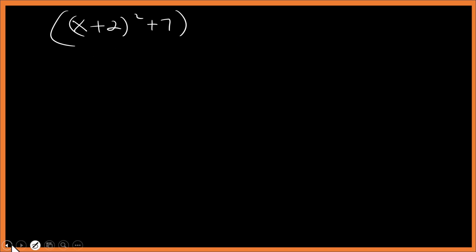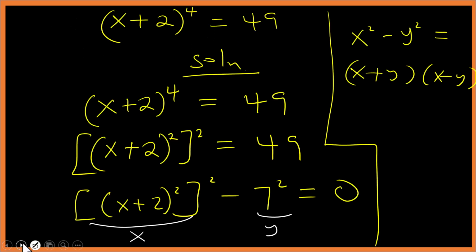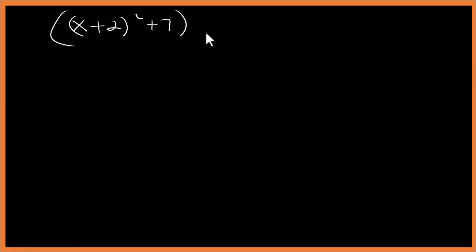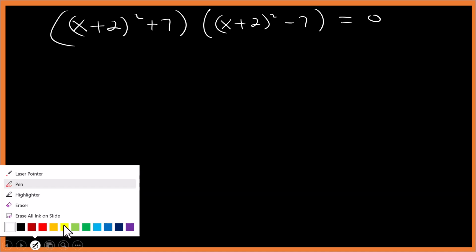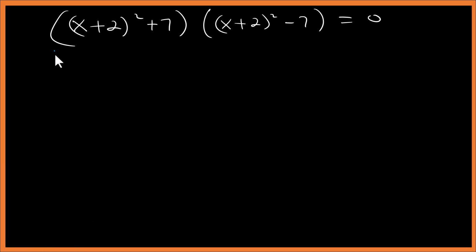and (x plus 2) squared minus 7 equal to 0. So you can call this one I, and you can also call this one II.